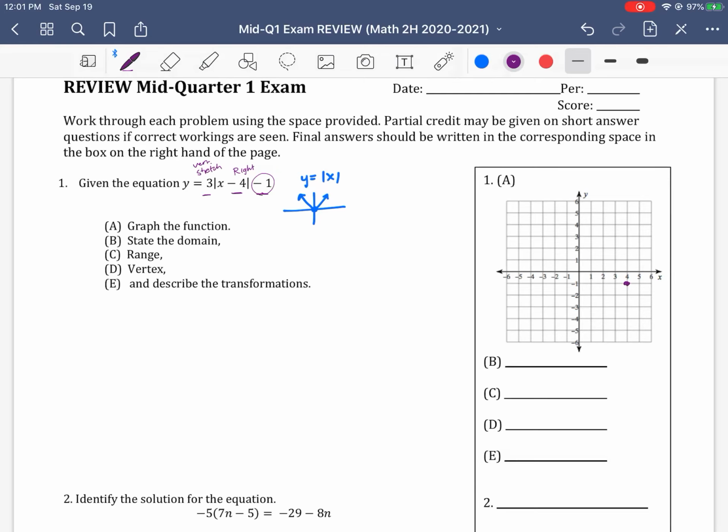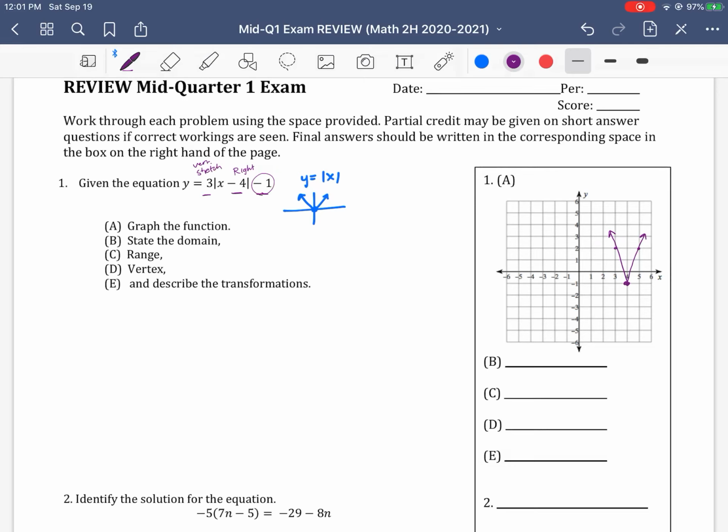And then again, it's opening up because there's no negative out front of our equation. So we're going to go up 3 over 1 to create that slope that's stretched by 3. And then we just create our V as best we can.